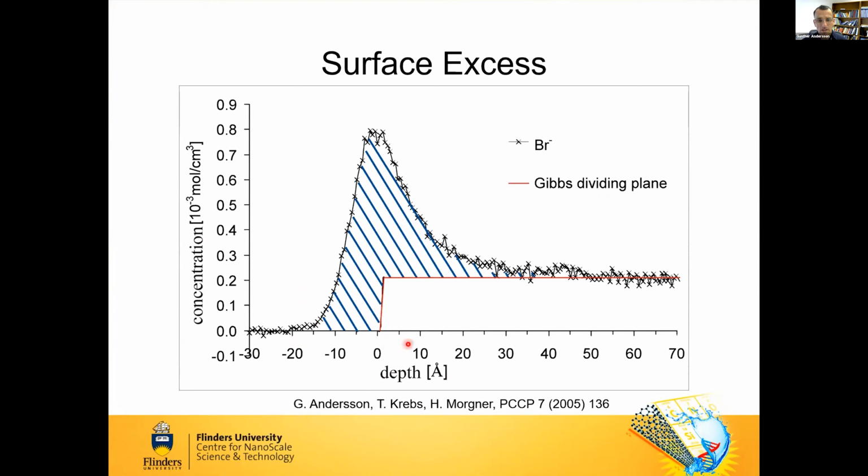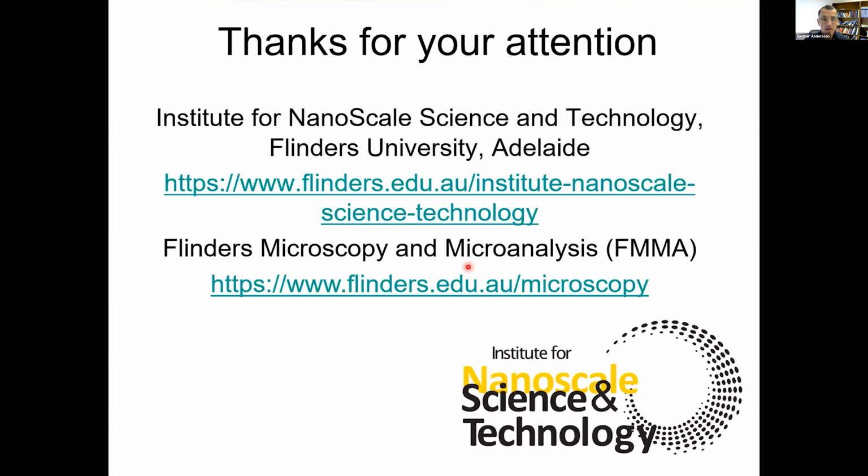So here is plotted the depth scale, in angstrom, and here the concentration, an explicit concentration in mole per cubic centimeter. You can see here at the surface, where 0 is the surface, an enrichment of the surfactant at the surface. And from the shaded area here, we can determine exactly how much of that substance is on the surface. So these are three examples of how we use these techniques.